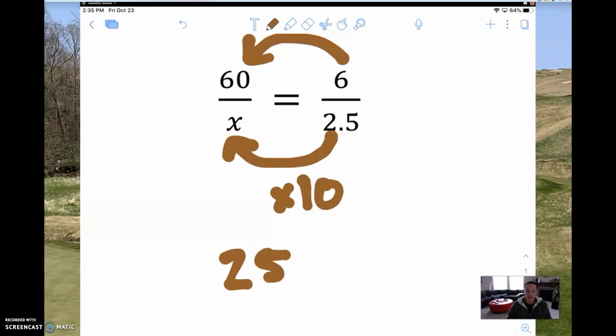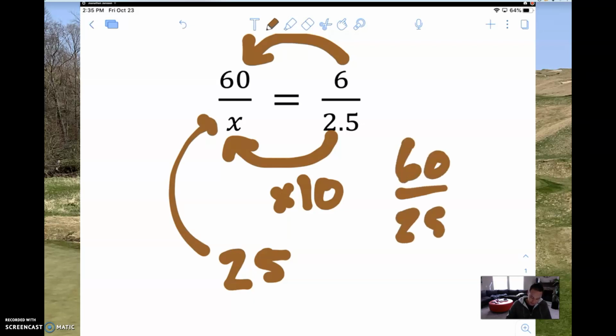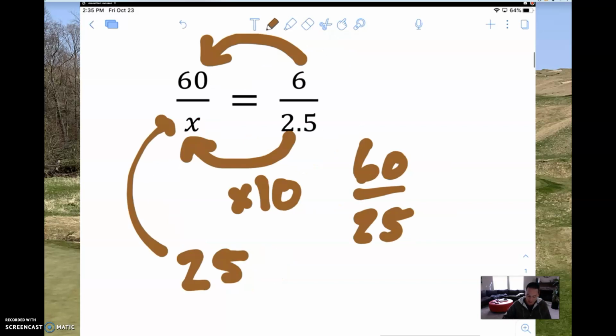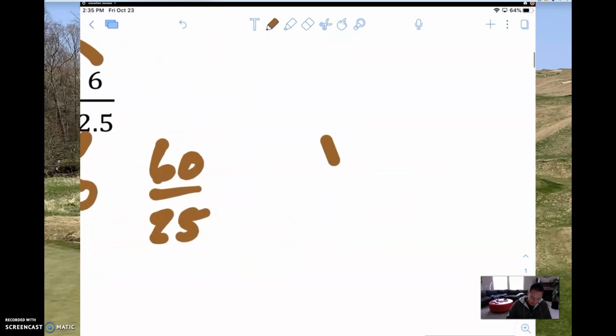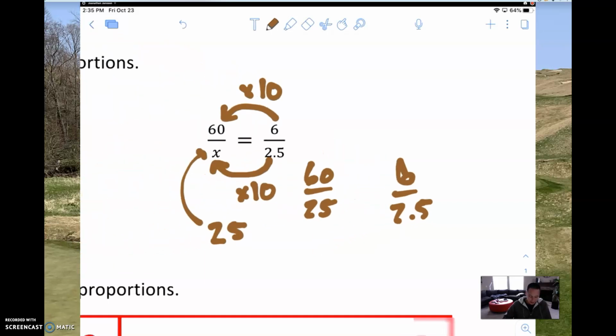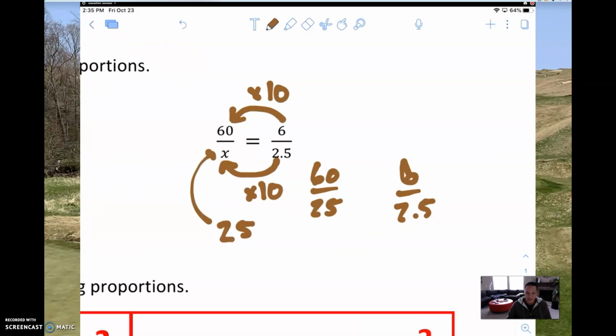You can always check your answer. Once we found that 25 was the answer here, if you type 60 over 25 in a calculator, it'll spit out a decimal at you. And then if you type in 6 over 2.5, you should get the exact same answer. I think it's 5.4 or something. So if you check it on the left and check it on the right, it should be exactly the same.